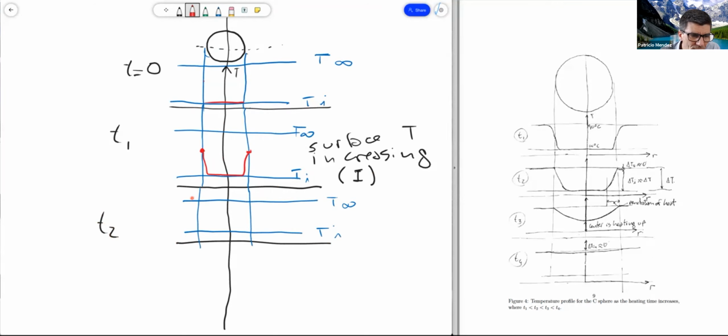And at some point, we reach something that is close. This is a case of Biot much bigger than 1. So the surface reaches, in this case, T surface is more or less T infinity, and we have T center more or less the initial temperature, right? And now we have heat penetration.